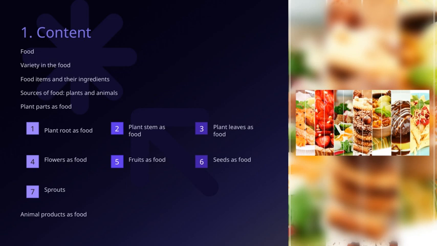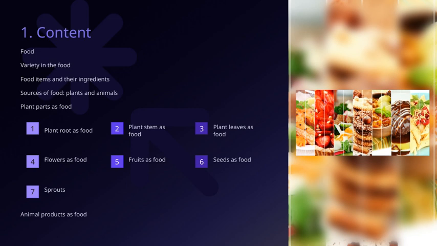Now moving on to plant leaves, think of spinach, lettuce, and kale. These leafy greens are staples in many diets. Seeds are also essential, like sunflower seeds, sesame, and grains such as rice and wheat, which are the foundation of many diets worldwide. On the animal side, we include various animal products like meat, milk, eggs, and fish. These provide us with essential proteins and nutrients that are sometimes hard to get from plants alone.